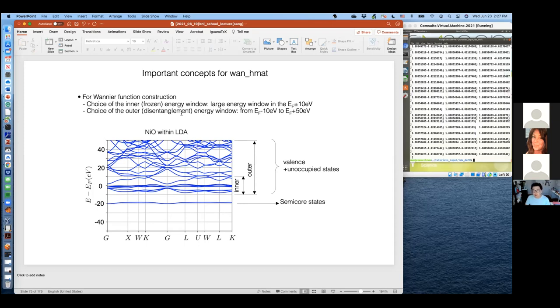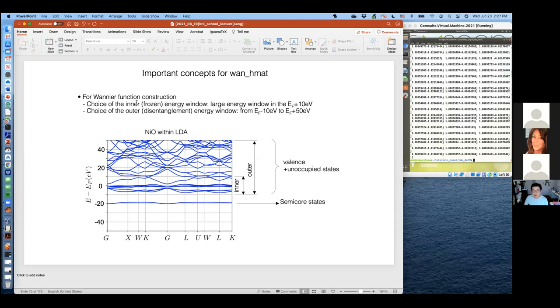When the Wannier packages are doing the minimization of the total spread, they are doing the minimization under a constraint. And the constraint is that in the inner energy window, the eigenvalues of the band structure constructed from the Wannier functions don't change. So we should provide these two different energy windows for the Wannier function construction.